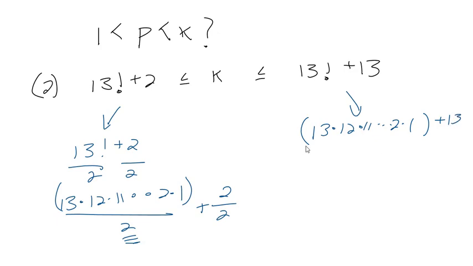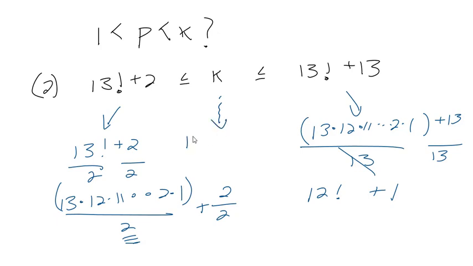What can that be divided by? Well, it can definitely be divided by 13. And here, if I cancel the 13, we'd be left with 12 factorial plus, at the very end, 13 divided by 13, 1. So 13 factorial plus 13, that's not a prime number either. How about any other possible value of k? Well, let's try one in the middle. How about 13 factorial plus 5? Well, 13 factorial plus 5 is definitely divisible by 5. So what do we know? k is definitely not a prime number.